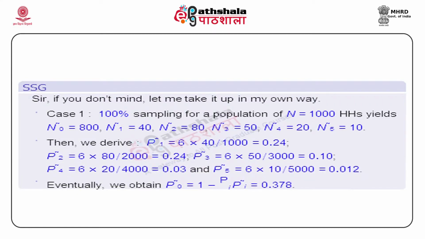Okay. Case 1. 100% sampling for a population of 1,000 households yields n0 tilde as 800, n1 tilde as 40, n2 tilde as 80, n3 tilde as 50, n4 tilde as 20, and n5 tilde as 10. Subro, can you stop for a moment? I want to ask you a question. Did you anticipate that if there are 1,000 households in this locality, and if we made an attempt on a randomly chosen Thursday night at 7 o'clock, I would expect 800 people not responding because they are not at home? Did you expect that? Is it not too much, or what do you think?